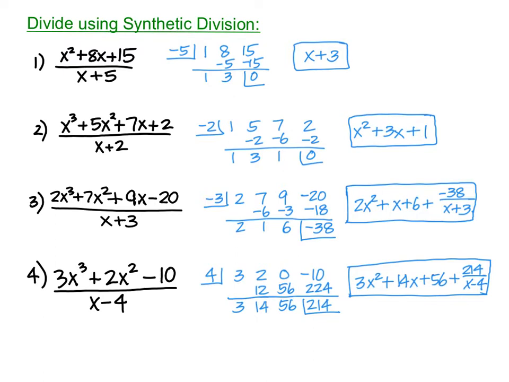The one thing I want to point out is that in number 4, we are missing a linear term. We're missing a term that has x in it. And so you need to put a 0 here as a placeholder so that you have the coefficient of x cubed, the coefficient of x squared, the coefficient of x, which is 0, and then the constant term minus 10 over here. All right, take a moment to look at this, and then we'll move on to the next slide.